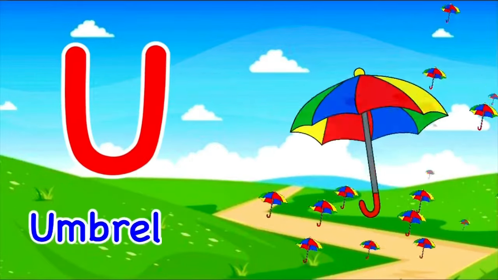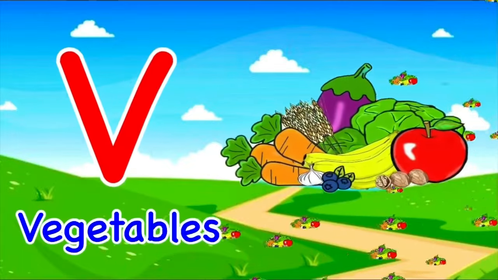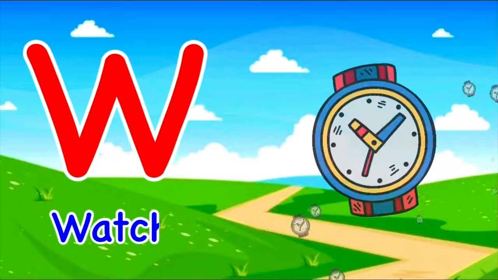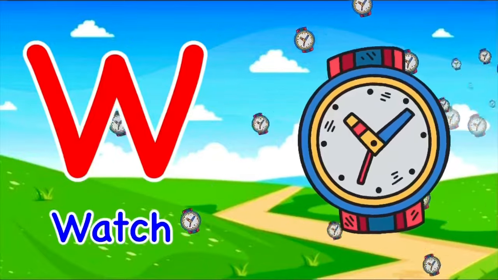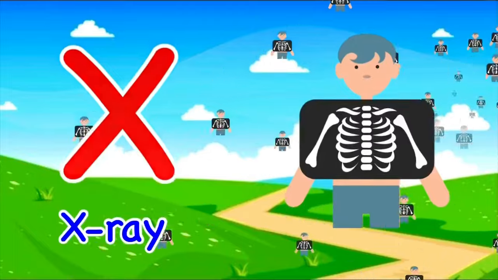U for umbrella. V for vegetables. W for watch. X for X-ray.